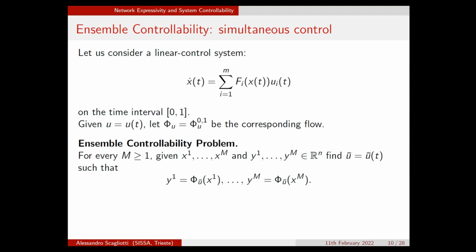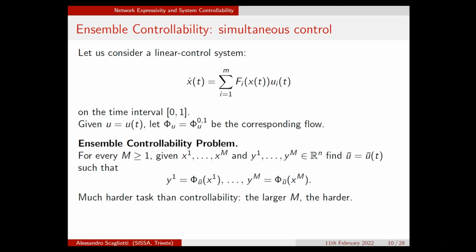Now the problem consists in finding an admissible control, if it exists, of course, such that all these identities hold simultaneously. Basically, it means that the desired diffeomorphism should map each initial point onto the corresponding target point. Of course, this condition is much harder than just the controllability, because the larger is M, the larger is the number of identities that must hold simultaneously, and therefore the harder is the problem.